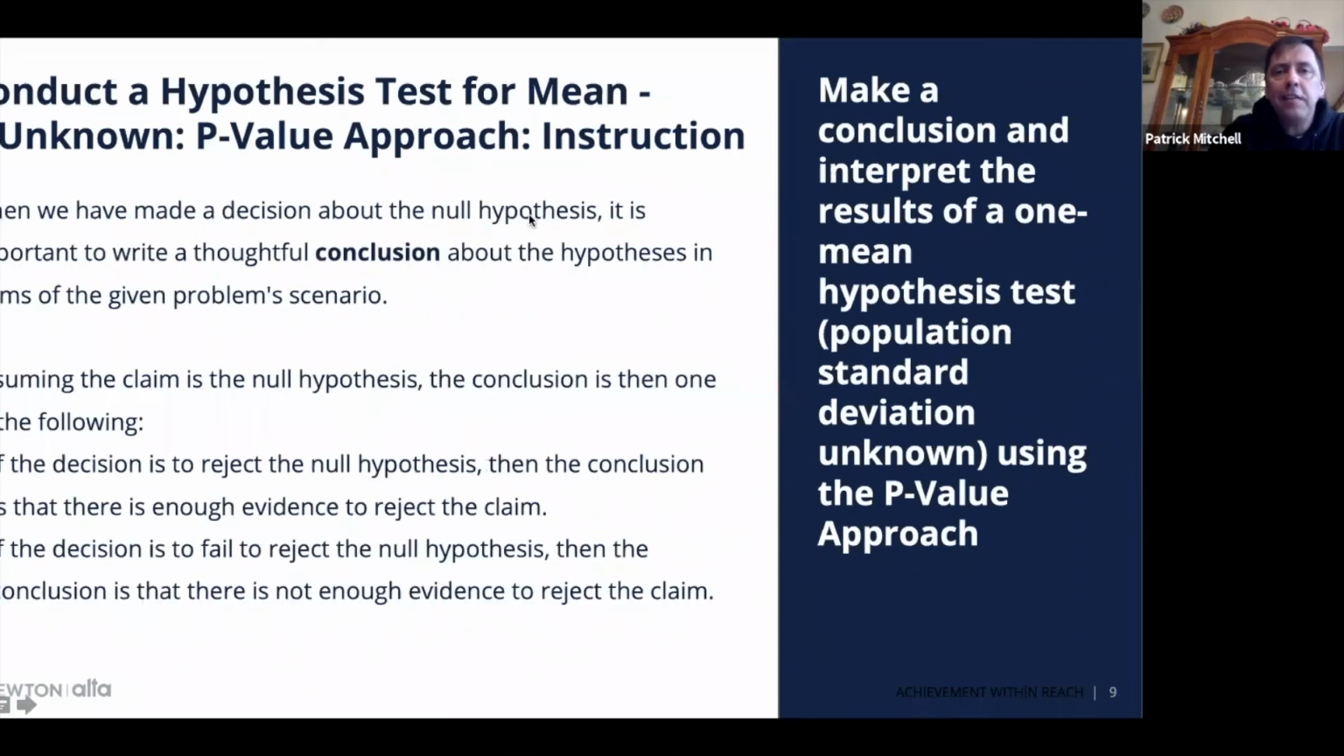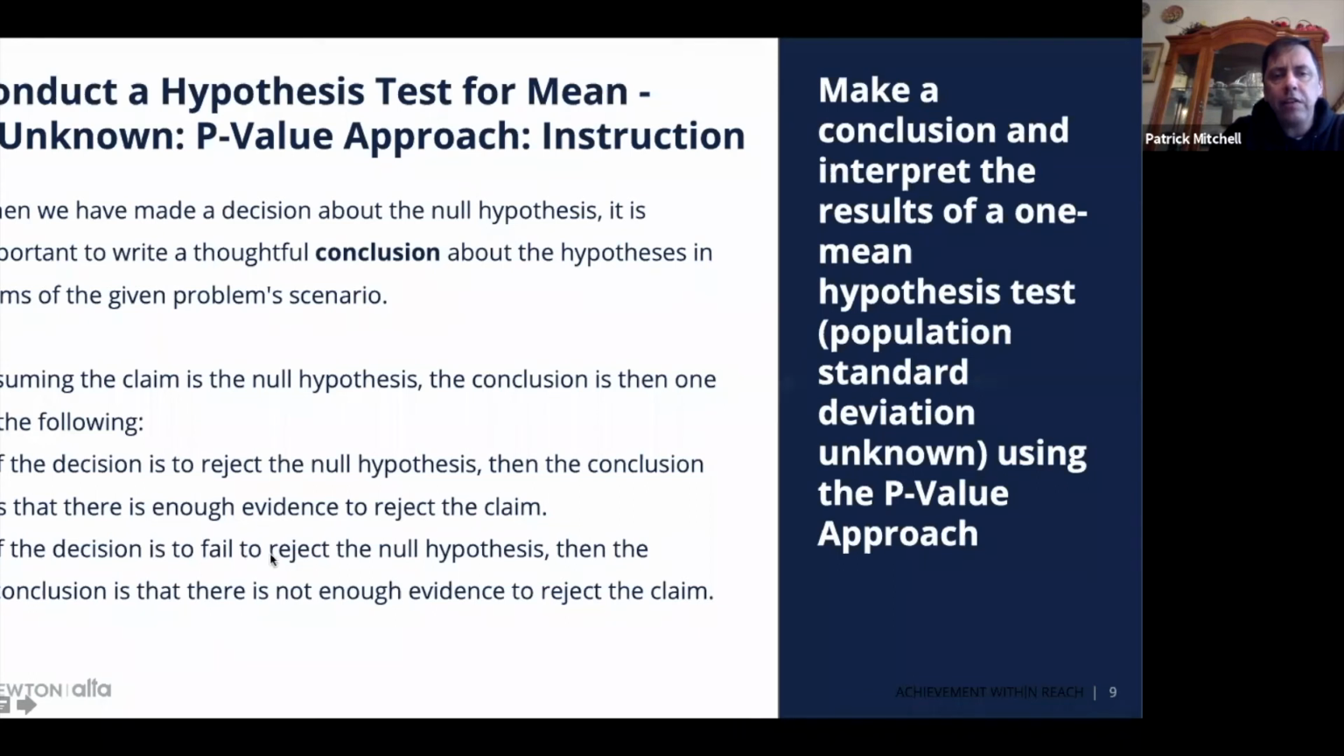When we have made a decision about the null hypothesis, it is important to write a thoughtful conclusion about the hypotheses in terms of the given problem scenario. I believe you've seen this a couple times before. Assuming the claim is the null hypothesis, the conclusion is then one of the following. If the decision is to reject the null hypothesis, then the conclusion is that there is enough evidence to reject the claim.